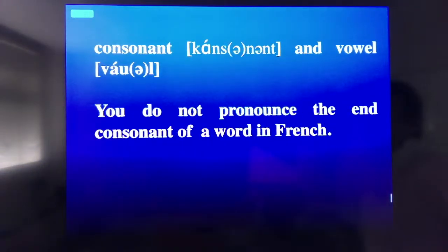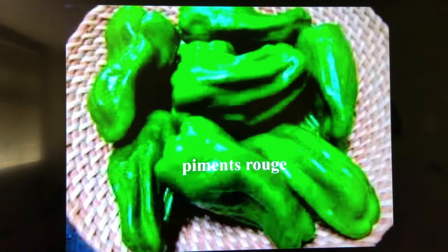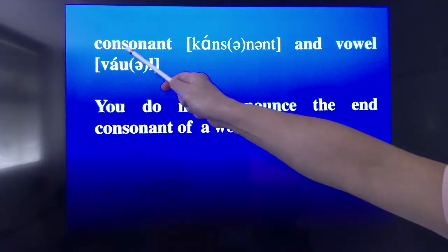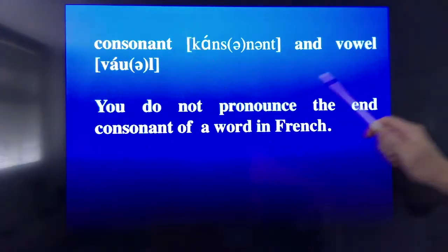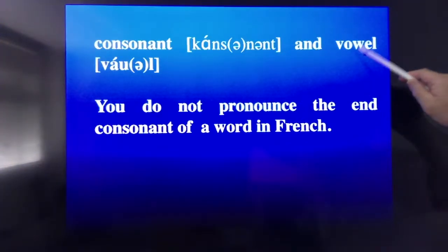In French words, you don't pronounce this part. But those words such as, consonant and vowel. These are consonants. These are vowels. Again, these are consonants. This is a consonant, but this is the vowel. You do not pronounce the end consonant of the word in French. So these are consonants, but these are vowels.